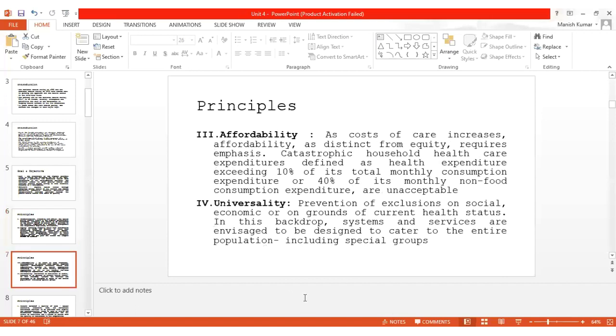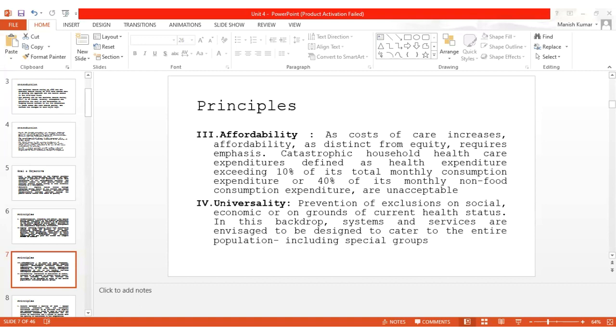The third principle talks about affordability. So this talks about cost of care, right? The services should be affordable. As cost of care has been increasing, affordability as distinct from equity requires emphasis.